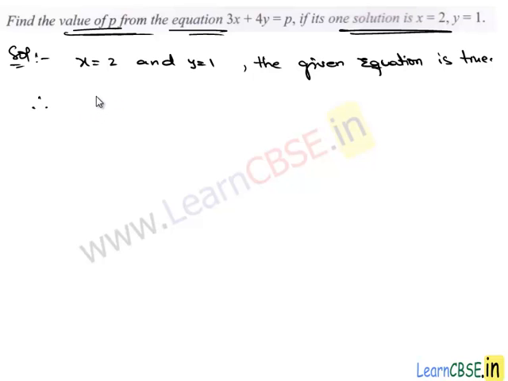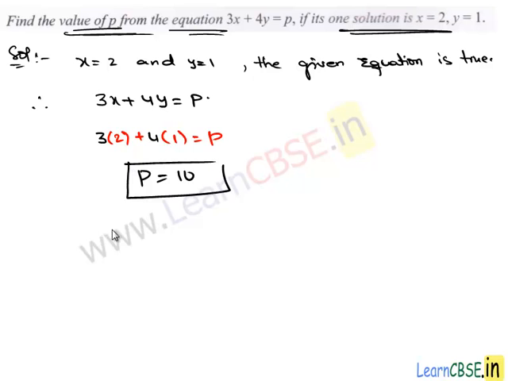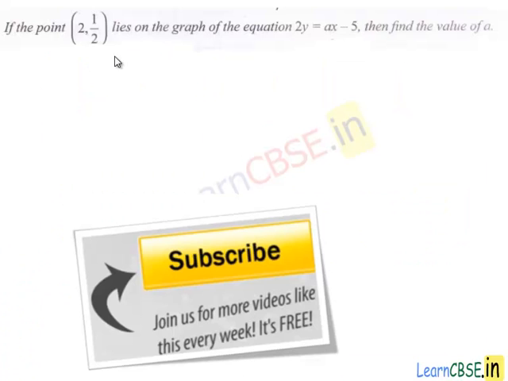Therefore, we take the equation 3x plus 4y is equal to p and substitute the values of x and y. On substituting, we get 3 times x, which is 2, plus 4 times y, which is 1, and it is equal to p. Therefore, the value of p is 3 times 2, which is 6, plus 4, it is equal to 10. Therefore, the value of unknown p is 10. This completes our solution. Let's move to the next question.